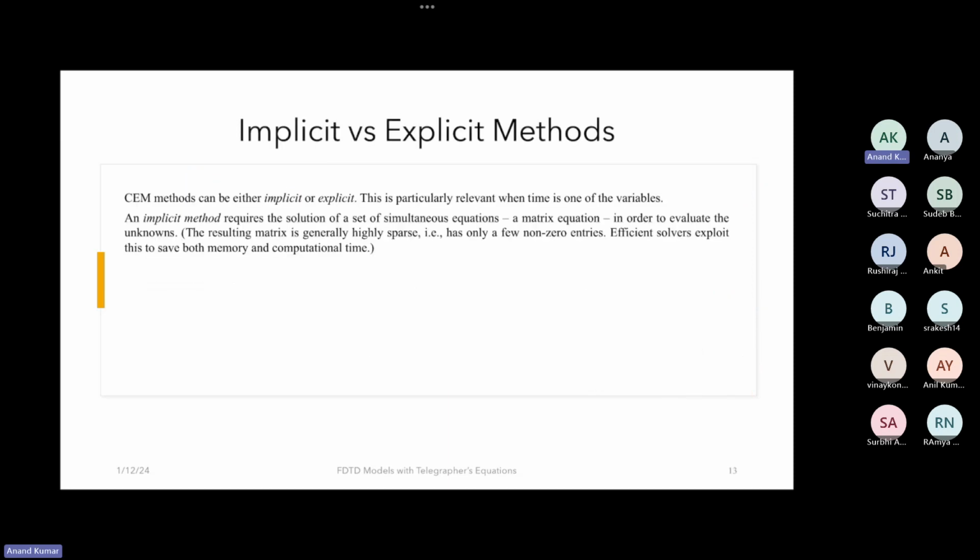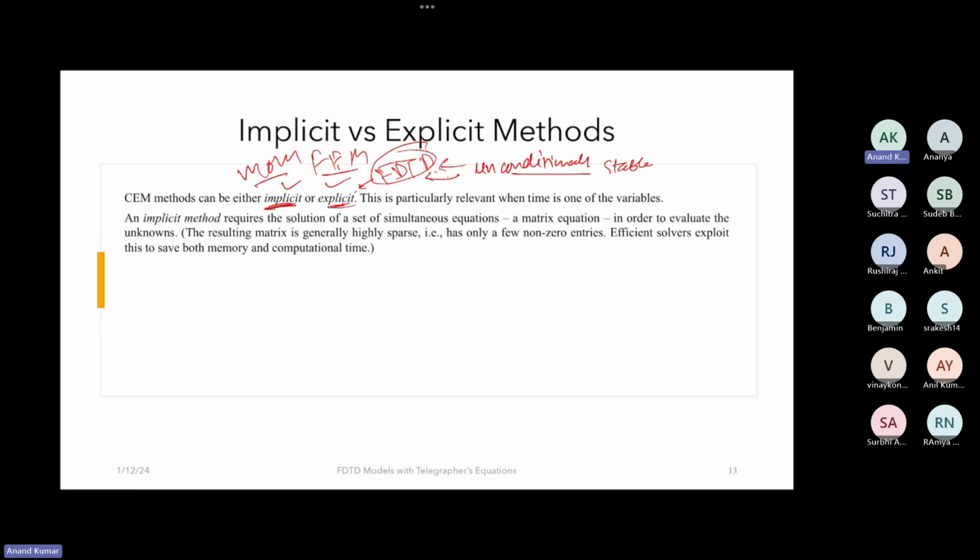Now the implicit methods and explicit methods. CEM methods can be implicit or explicit. There is something called unconditionally stable FDTD, which we'll not cover in this course, but I'm making you aware that it exists. This is an implicit way of writing FDTD codes. FEM and MOM are implicit methods. The one which we'll cover in this course, which is the FDTD version using the Telegrapher's equation, is explicit.